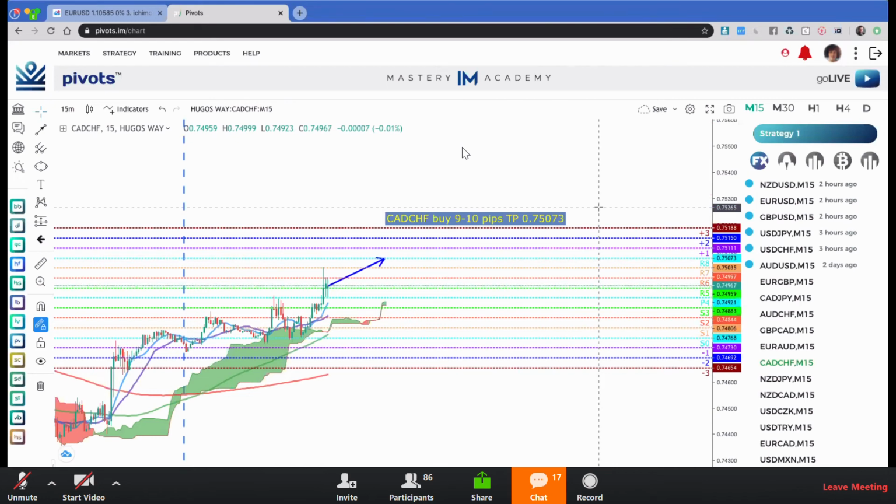What if you're not using the pivot strategy? The problem is you're going to buy too high and sell too low, and you're going to have more drawdown than necessary. That's why the pivot scanner is really of good help for us.